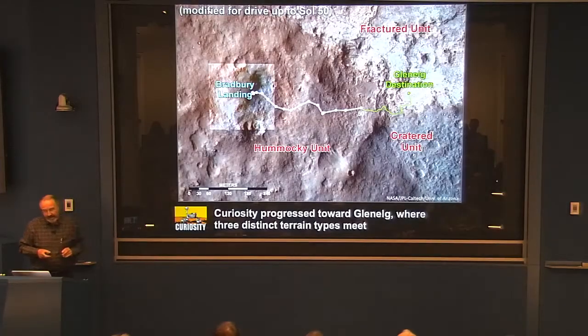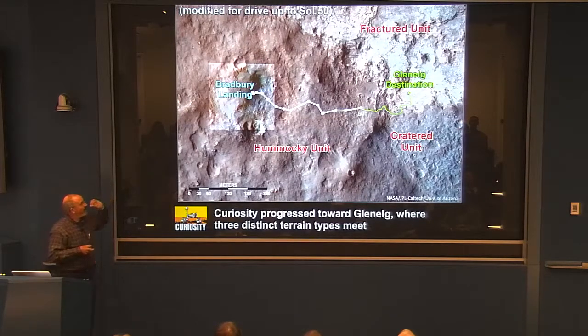Here's a map showing the landing site, Bradbury Landing, and something about the rock types in the immediate vicinity of the landing area. These rock types had been identified prior to the landing on the basis of spectroscopy and the camera imagery, and they identified that there were 3 basic different types of rocks in the immediate vicinity of the landing: one they called hummocky, one they called cratered, and one they called fractured.